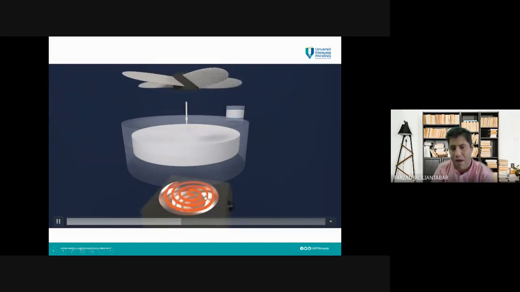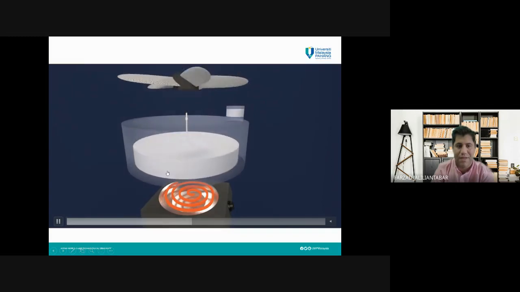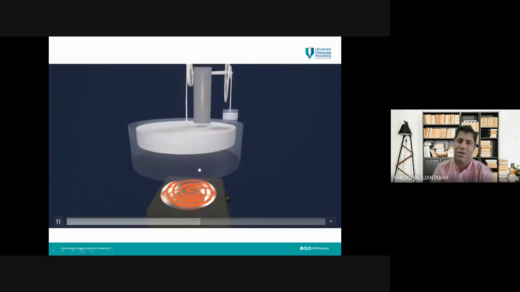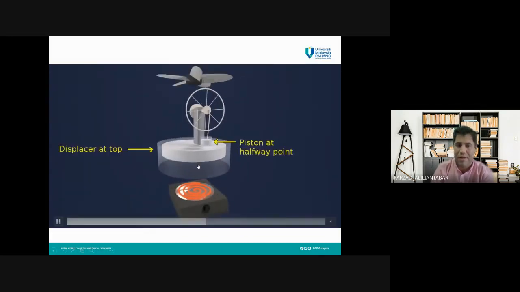So here we have a high temperature. Here we have a low temperature surface. You can see this displacer moves due to the motion of the air. When the temperature of the air changes, its density also changes, and then it changes its place. So it will go from the bottom of this piston to the top of this piston. And the movement of this piston, as you can see, let me just go back a little.